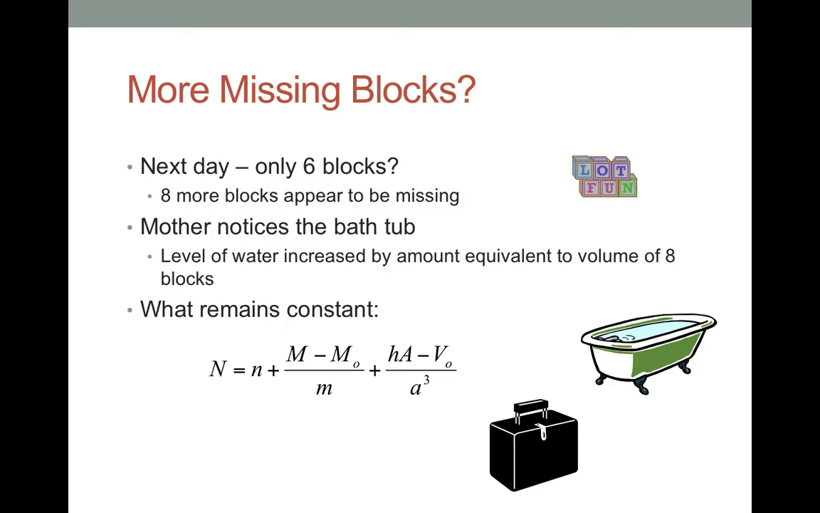black box divided by the mass of one block, plus the change in height of the water in the tub times the surface area of the tub, subtract the volume of the tub, and divide that by the volume of one of the blocks. That gave you the number of blocks in the tub, plus the number of blocks hidden in the box, plus the numbers you could find on the floor. Add them all up, and you actually got to the number 18.